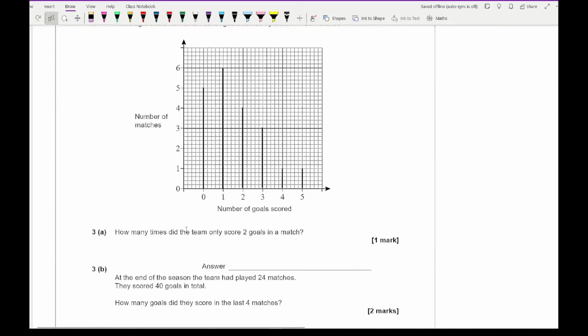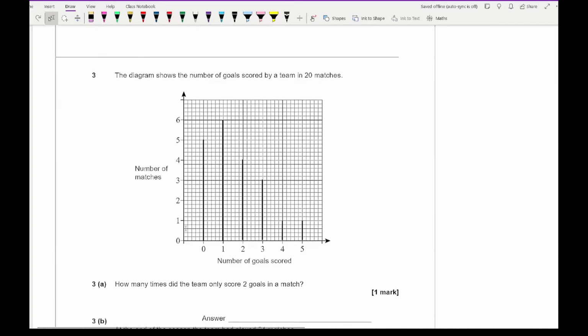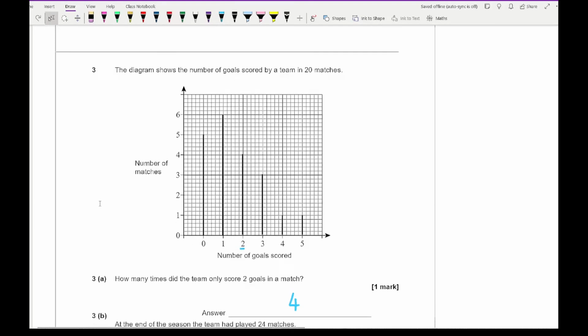So here we've got a line frequency diagram. It says the diagram shows the number of goals scored by a team in 20 matches. How many times did the team score 2 goals in a match? So we need to look at 2. We look at how high it goes, which is 4, and there is our final answer.